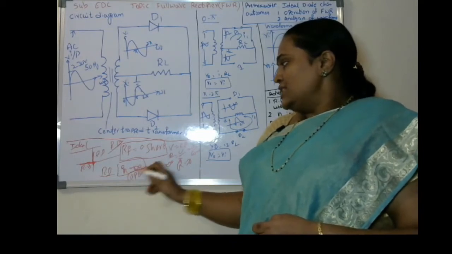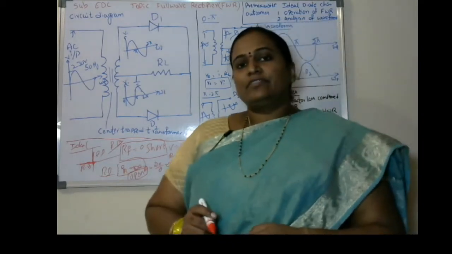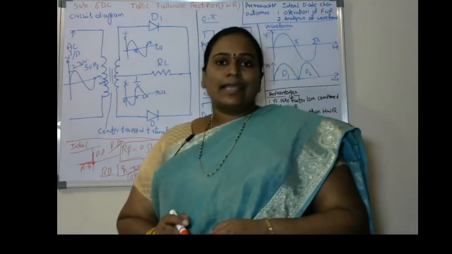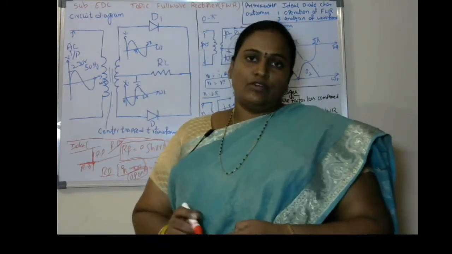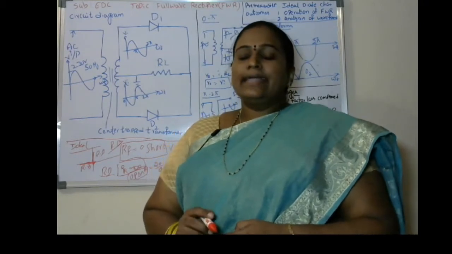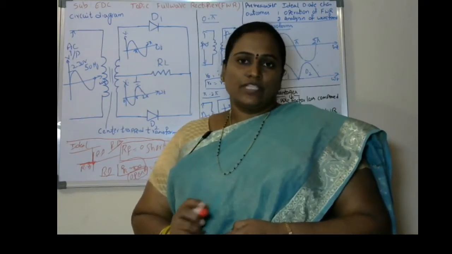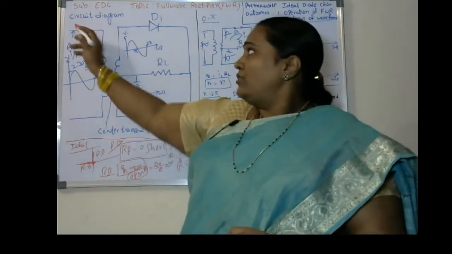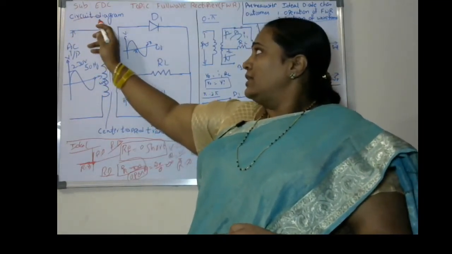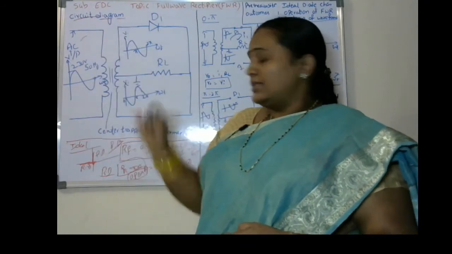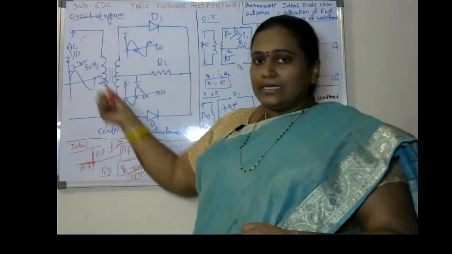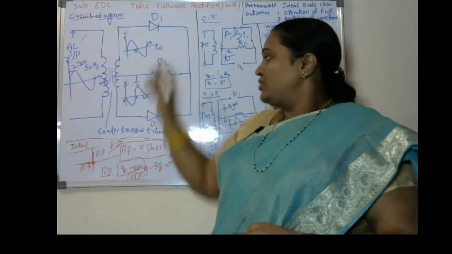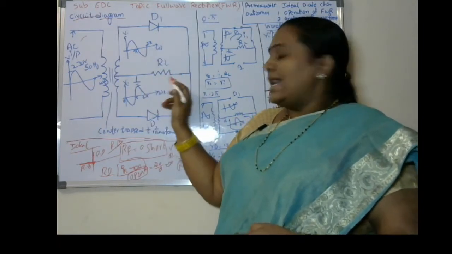So for the analysis of the full wave rectifier circuit, we have to remember that the PN junction diode acts like a short circuit in the forward bias region and like an open circuit in the reverse bias region. When it comes to the circuit diagram of the full wave rectifier circuit, we require a center tap transformer, two diodes, naming them D1 and D2, and a load resistor RL.